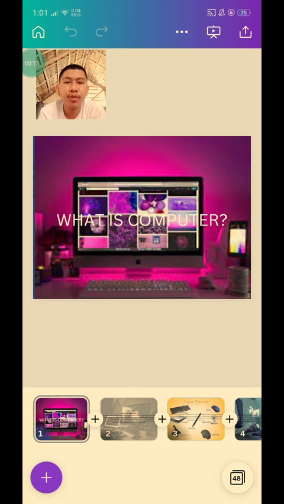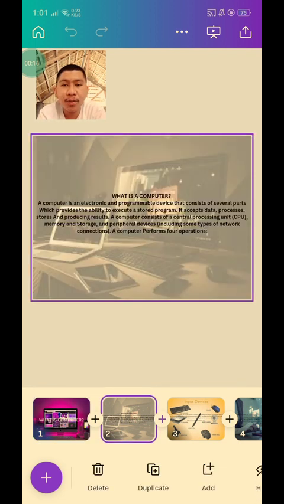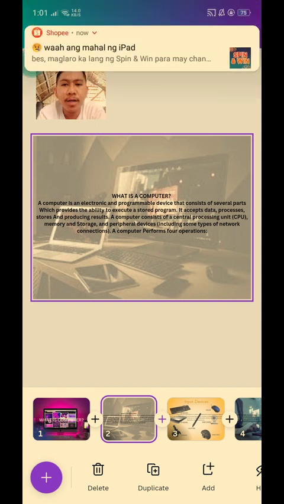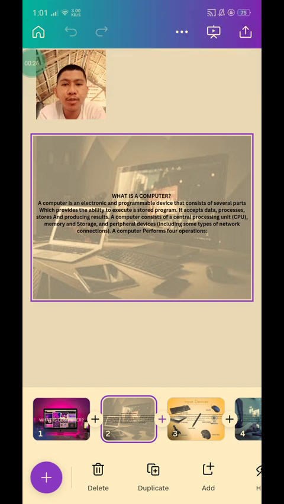What is a computer? A computer is an electronic and programmable device that consists of several parts which provide the ability to execute and store programs. It accepts data, processes, stores, and produces results. A computer consists of a central processing unit or CPU, memory and storage, and peripheral devices, including some types of network connections. A computer performs four operations. Yun daw po ang computers.